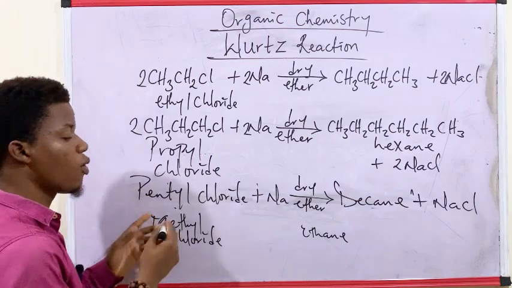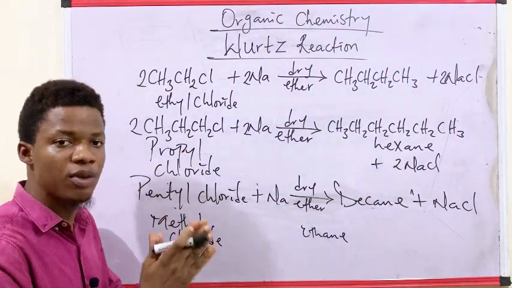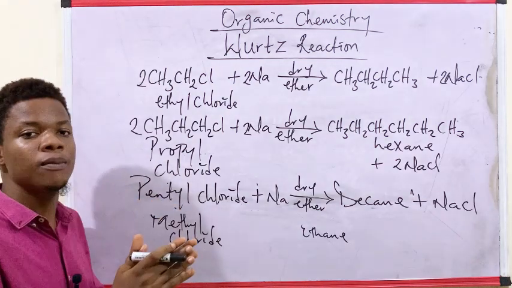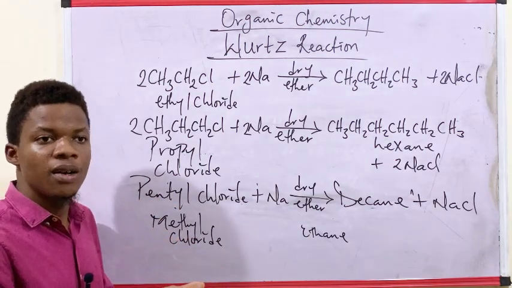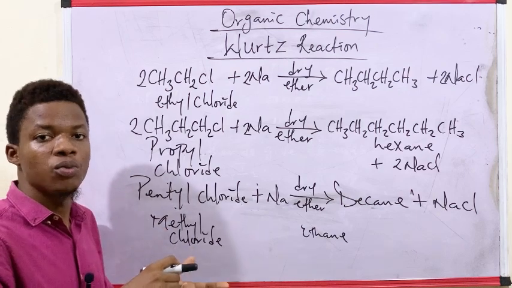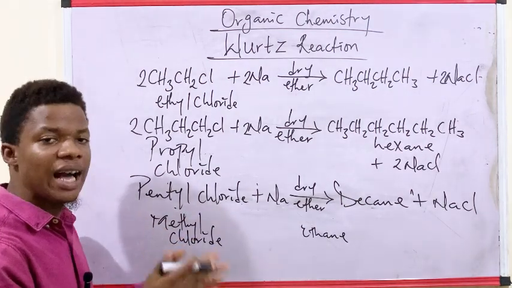So any alkyl halide you are given for the Wurtz reaction, just multiply the number of carbons in the alkyl halide by 2, and then you get your corresponding alkane.